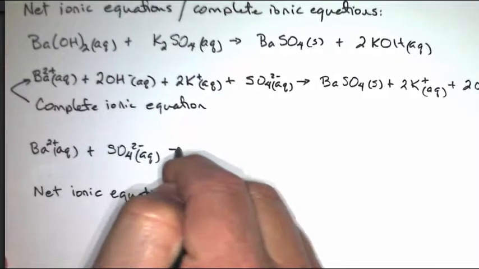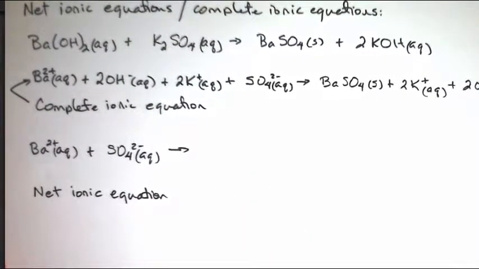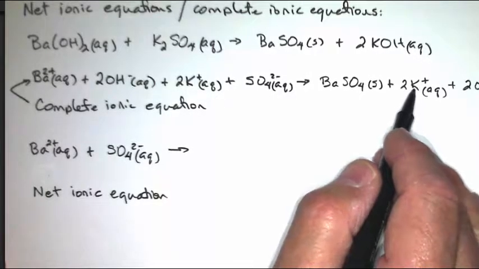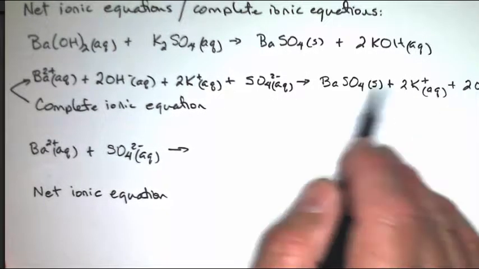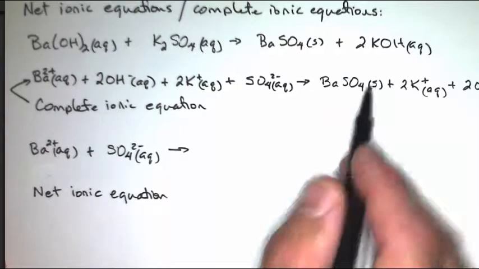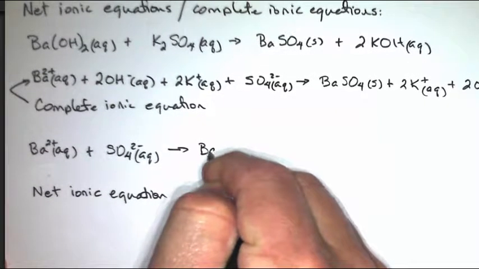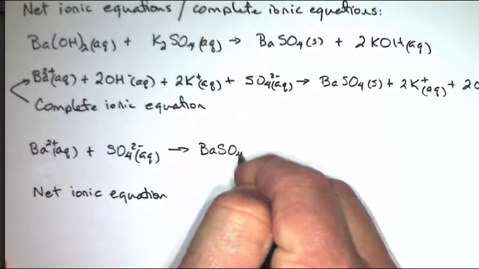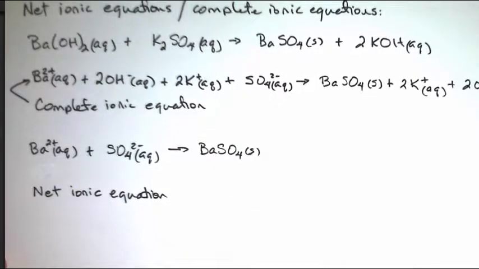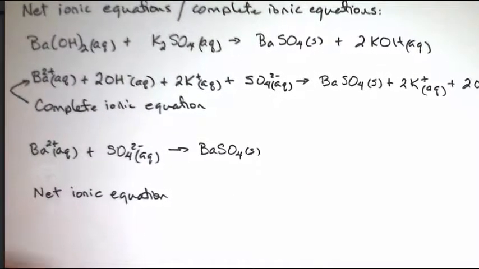And that's all they have on the left side. And we already said that potassium didn't change and hydroxide didn't change. The only thing to list over here is barium sulfate. That's it. That's the net ionic equation.